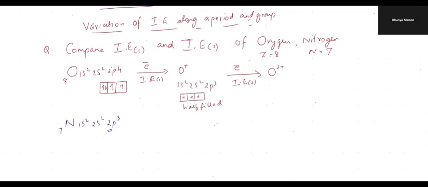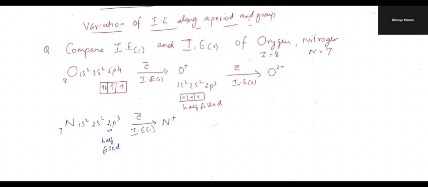So this is half filled, right? It's a special configuration which is stable. So it is losing one electron and it will give you nitrogen plus. Usually they mostly form negative ions, but here I'm writing positive because it's losing an electron. Fine. This is ionization energy 1.